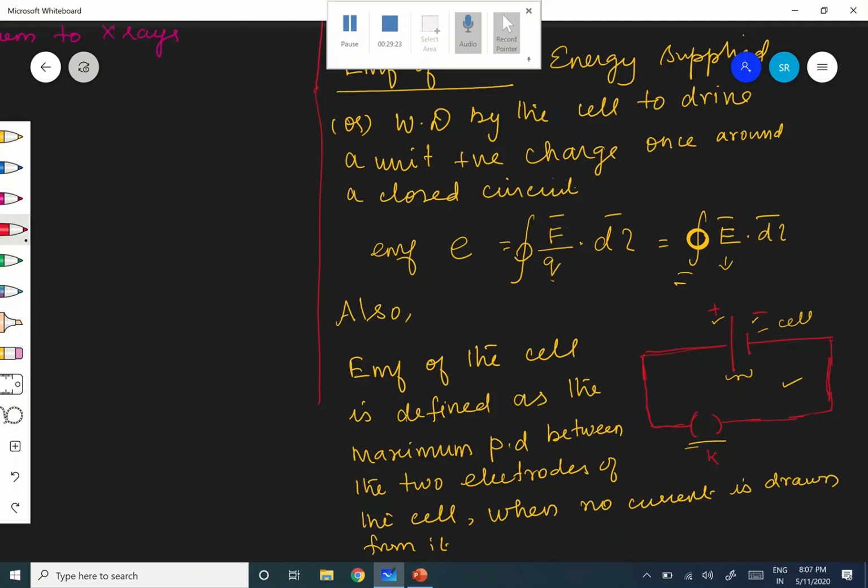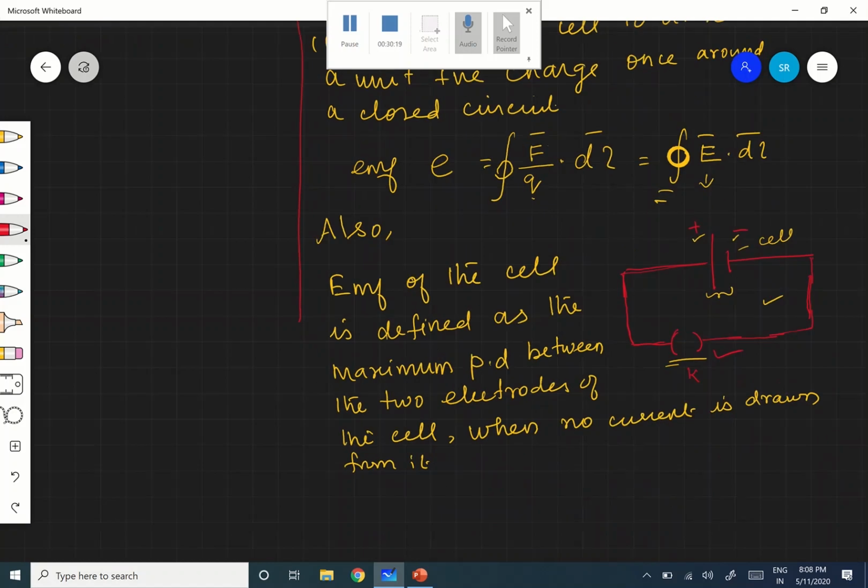In the case when the circuit was closed, the cell has to do some work, because it has to push the electrons to move in a particular direction. Electrons move from the negative side to the positive side, from lower potential to higher potential. For that, the cell has to supply some energy. But when it is an open circuit like this, no work has to be done. No current is drawn from the cell, because it is not doing any work.